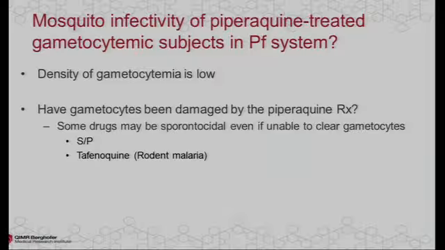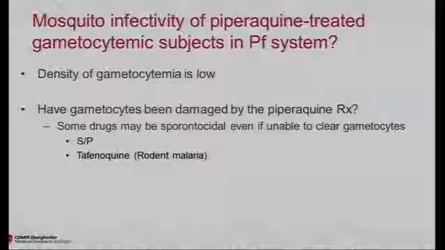So we really don't know whether that's going to be sufficient to develop a system where, for example, you would be able to test a transmission blocking vaccine in our clinic. Then the second question is really, have our gametocytes been damaged by our piperaquine treatment? And that's something we're working on at the moment, that perhaps they may be present but somehow unable to mate and form an oocyst in the gut of the mosquito.